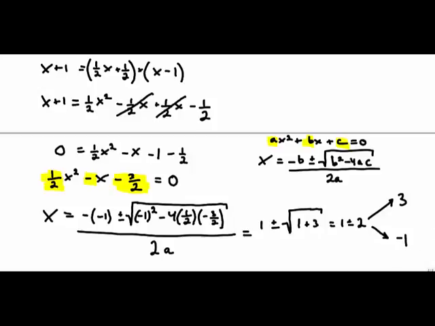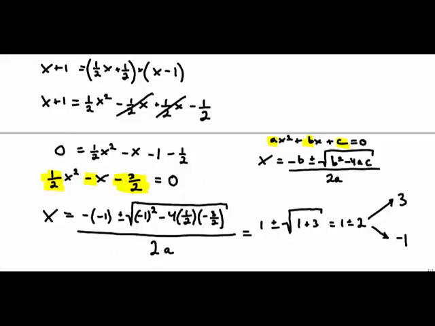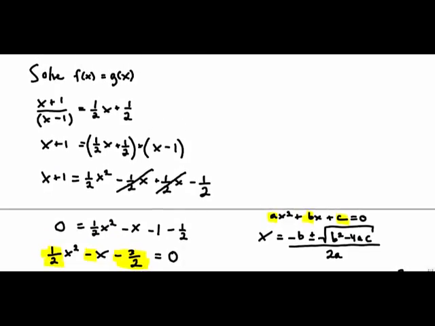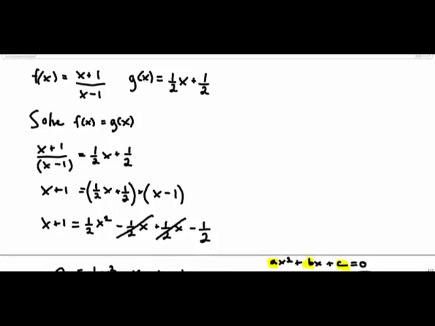Okay? So going back to the question, they want us to find the coordinates of the point of intersection. Now we only have the x values. We'd like to have the coordinates of the point. So how do we get the y values? Well, we just substitute 3 and minus 1 for x in any of the two functions. Remember, since they intersect, it doesn't matter if we choose f or g, because they're going to be the same y value anyway. So I'm going to choose the easiest function in this case. It doesn't really matter, so I'm going to use the g function.